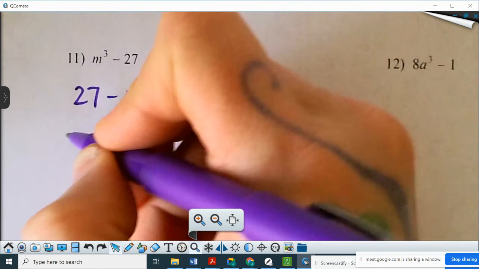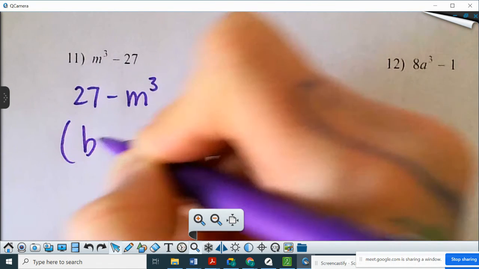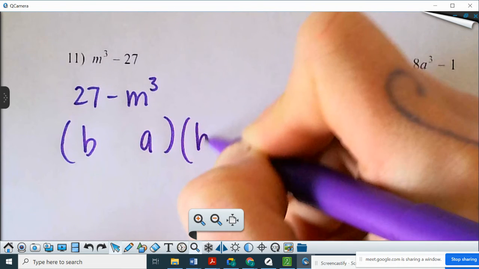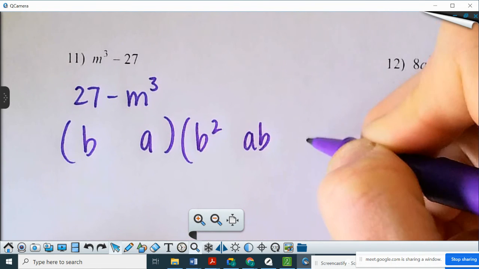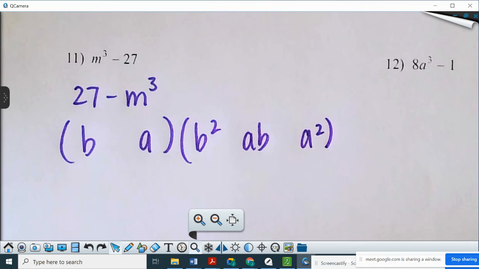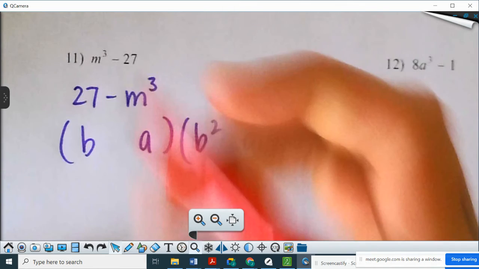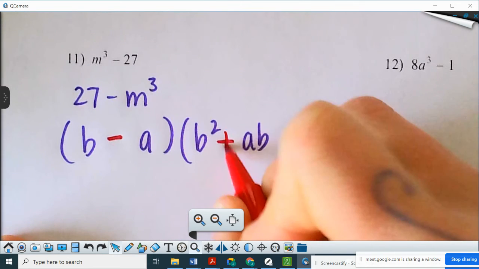So again, flip these guys. So the a and b flips spots. And all that does is it keeps you from having to factor out a negative. Otherwise, you would have to factor out a negative and switch everything. So then in this case, it's going to be same, opposite, always positive still.